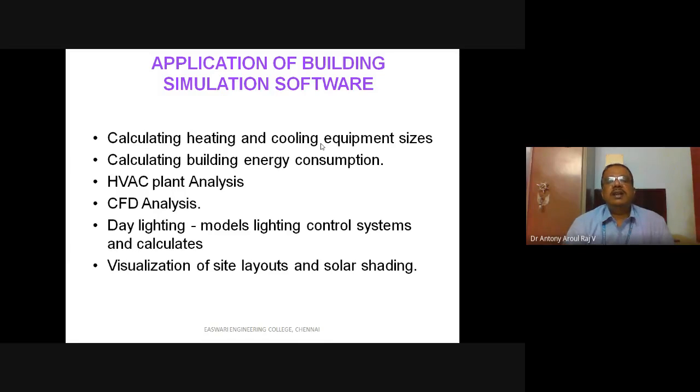It is useful for heating and cooling calculation, or sizing the heating and cooling equipment. While cooling calculations are transient, heating calculations are steady state. You can calculate the building energy consumption for a year or for a month, as the case may be. You can do the HVAC plant analysis.